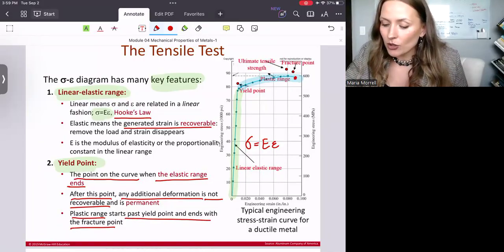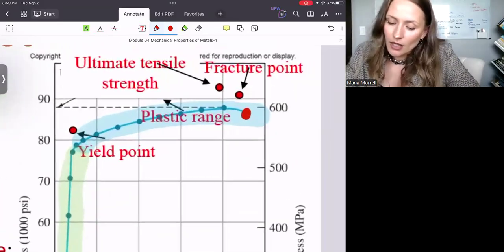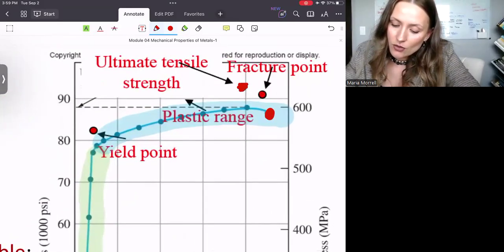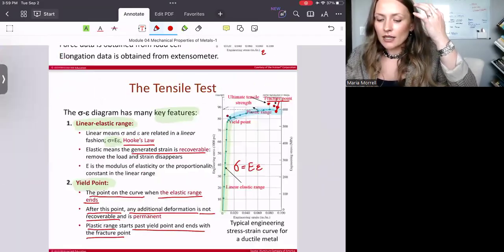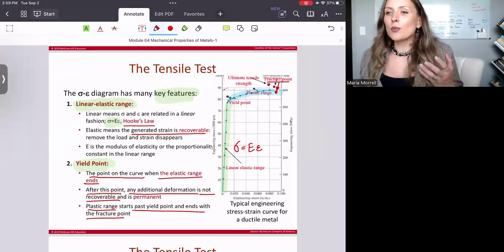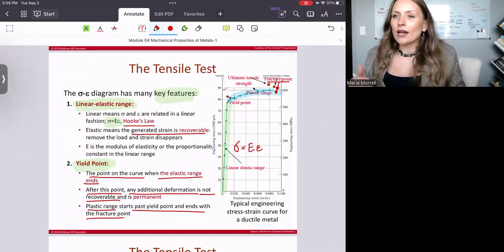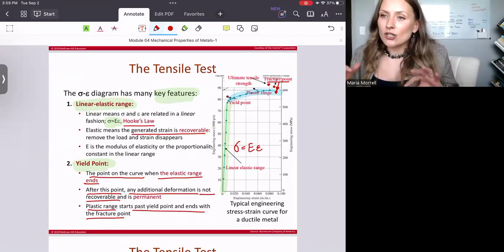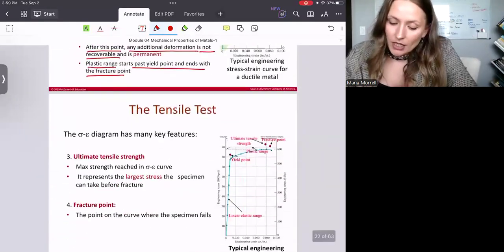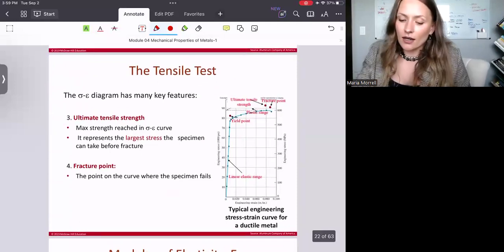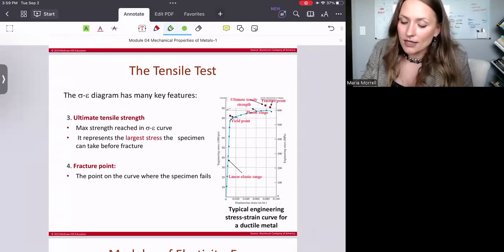And obviously, guys, this point right here, disregard these two, they somehow moved a little bit, right? This is going to be your fracture point. That means this is the point at which you've applied so much force that the material just fractures, right? It elongates, elongates, and then it fractures. Okay. Now, what else can we get from the tensile test?